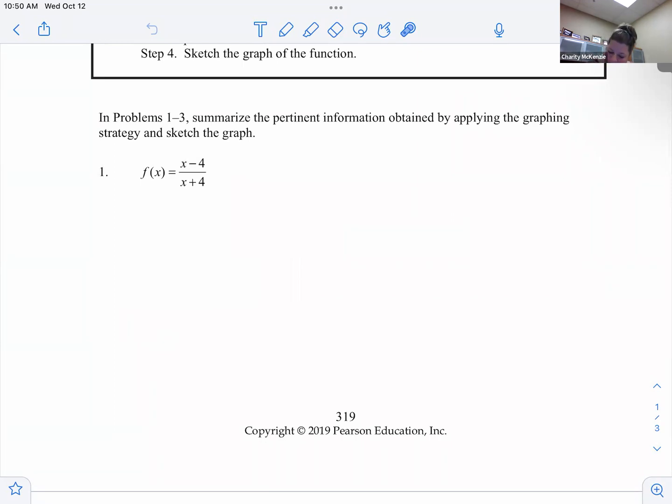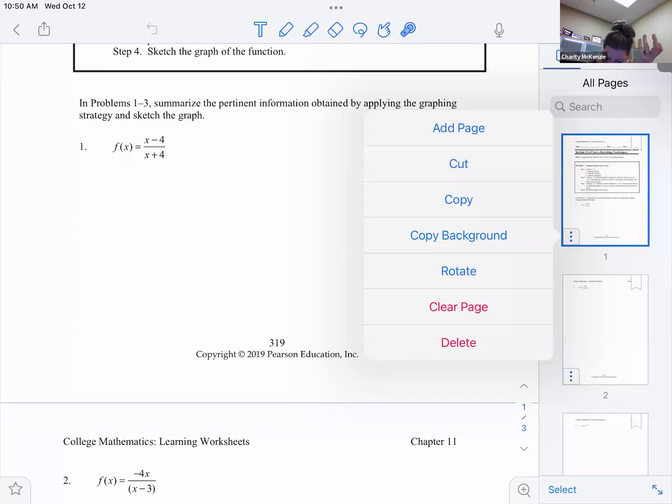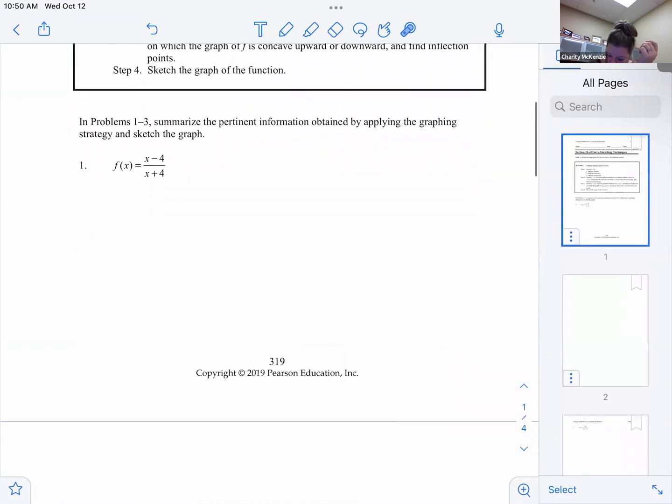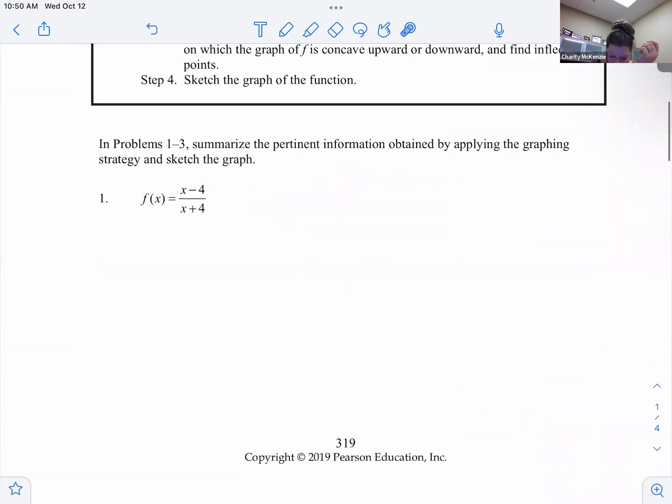I think I do it over here. I got to add a page in because when I use my Apple Pen, I write a little bit bigger, so this is not going to be enough space for me. There we go. Then I have a blank page.